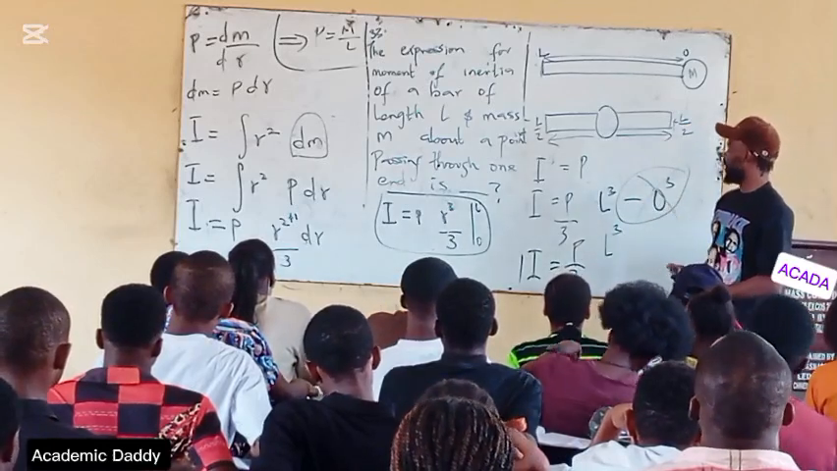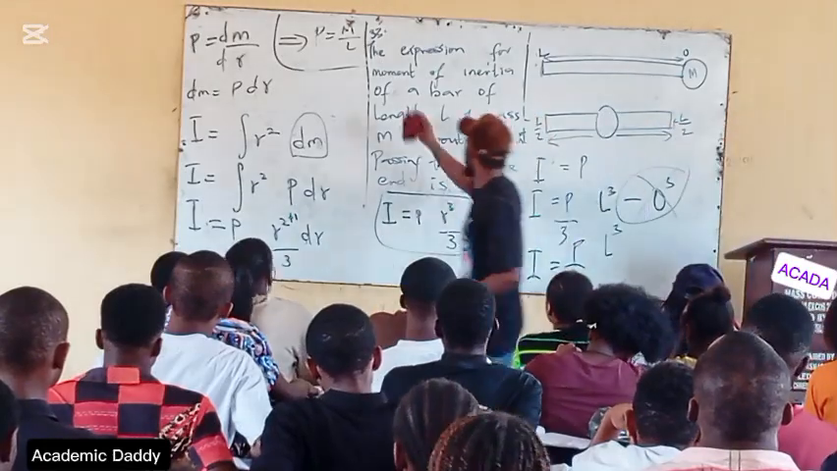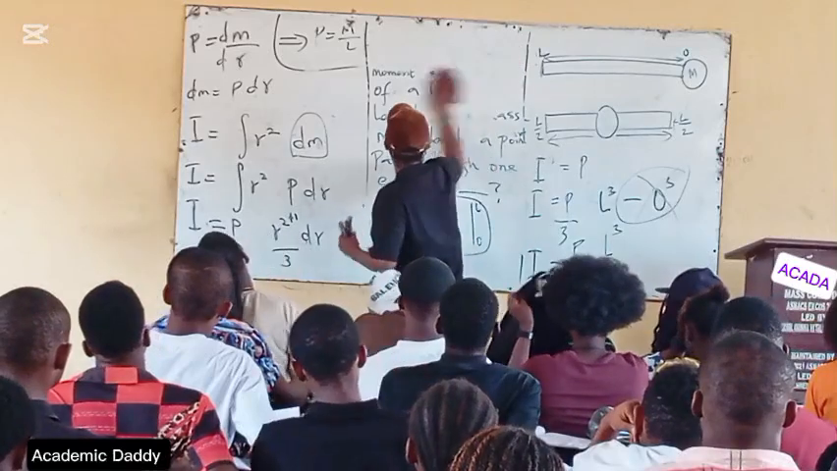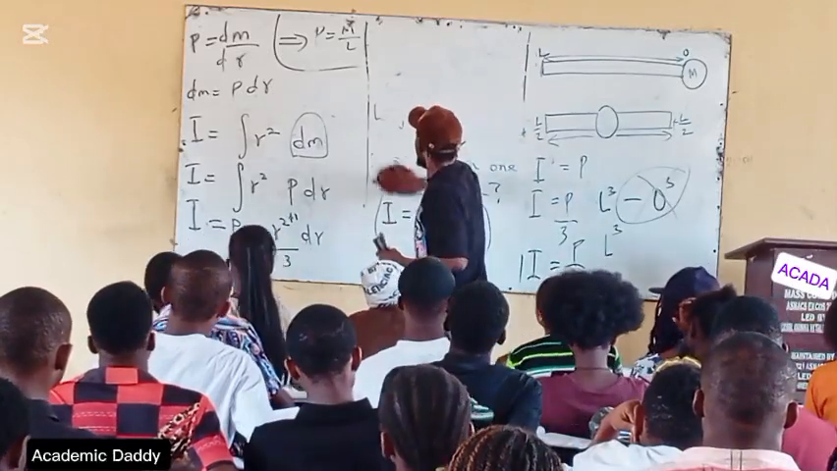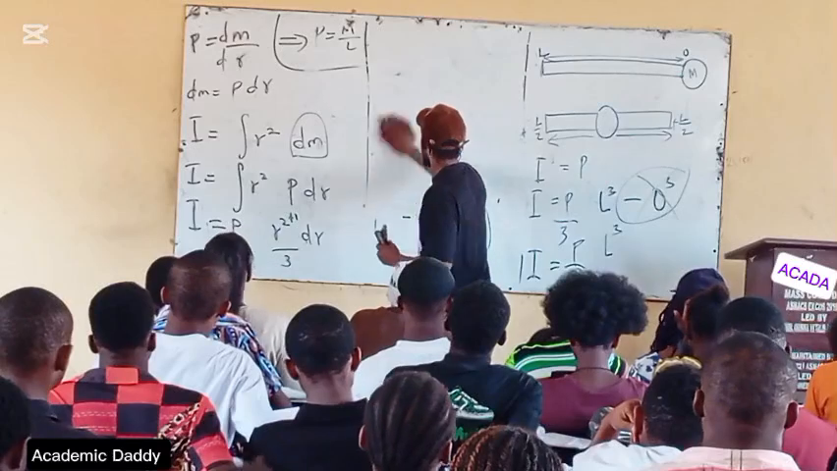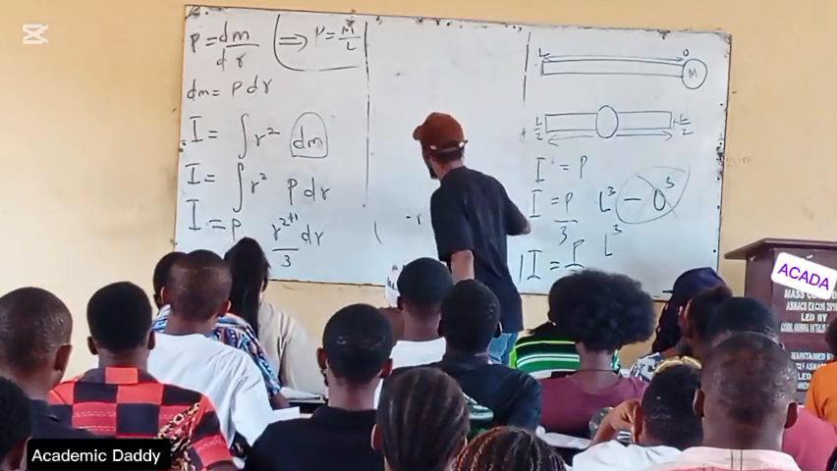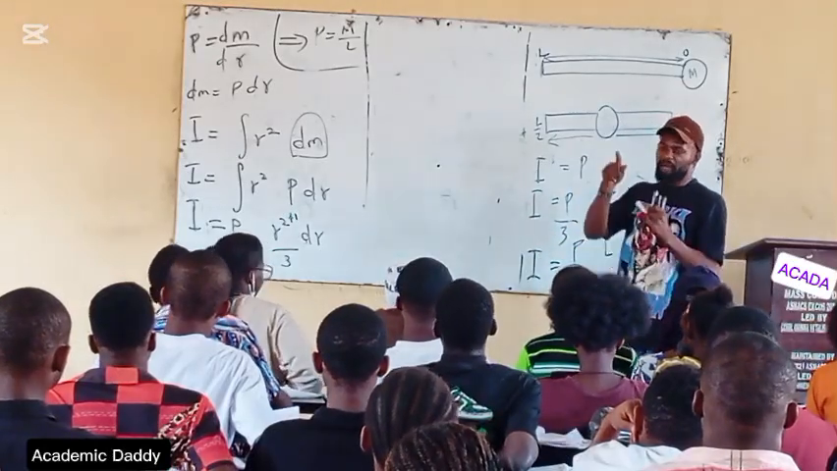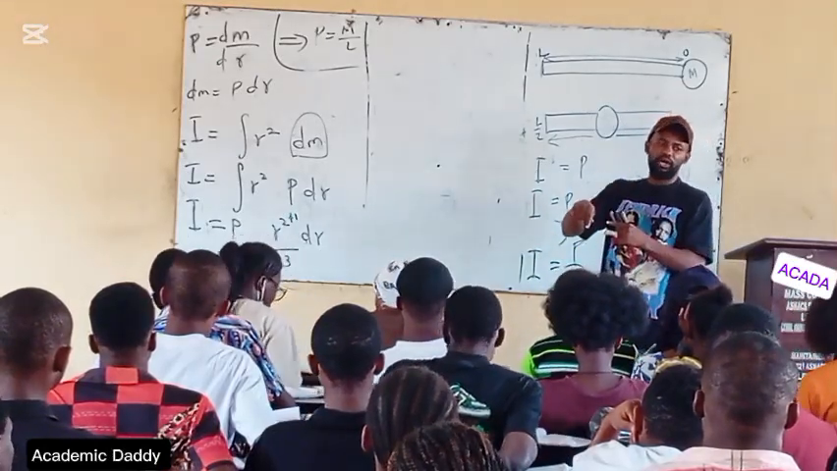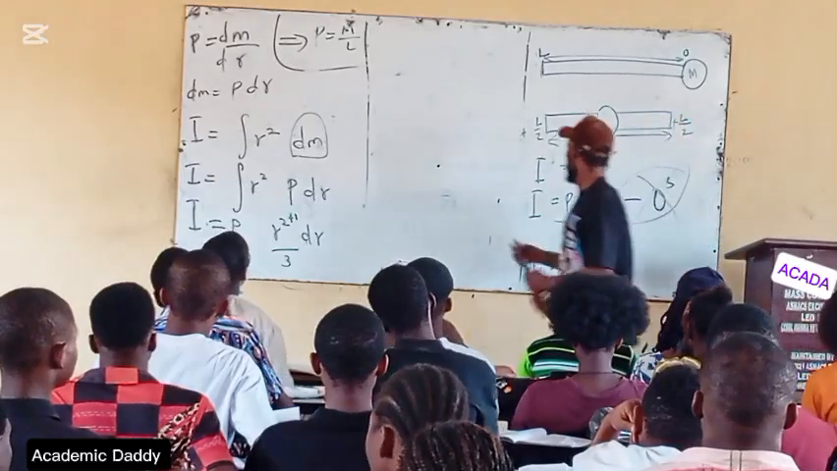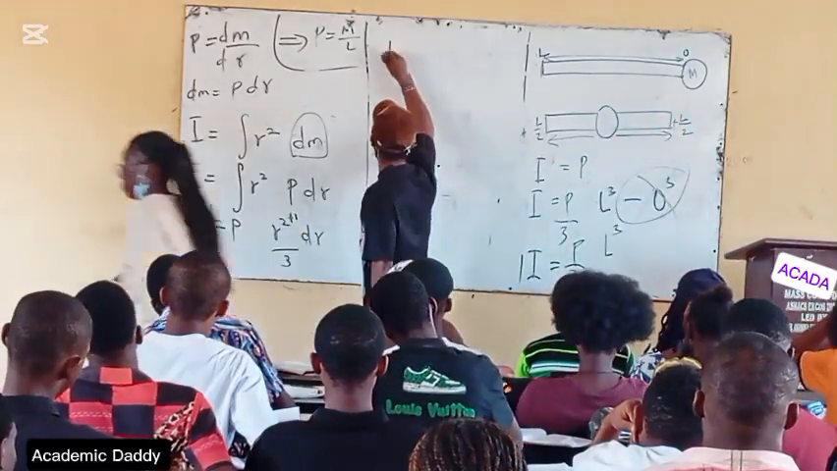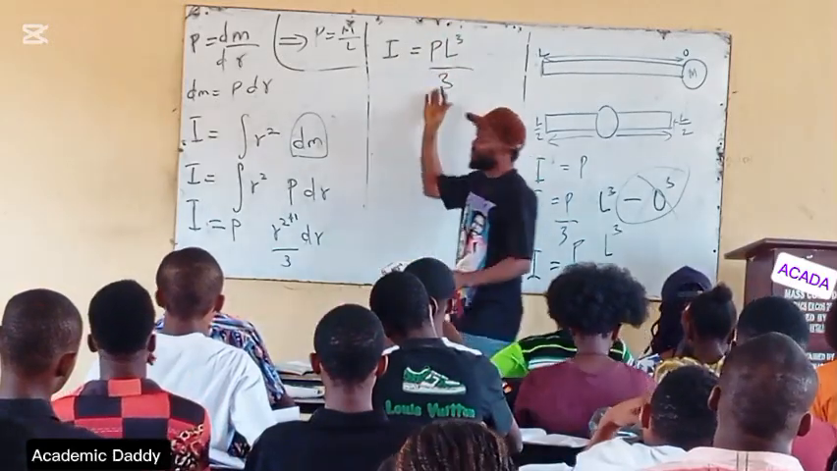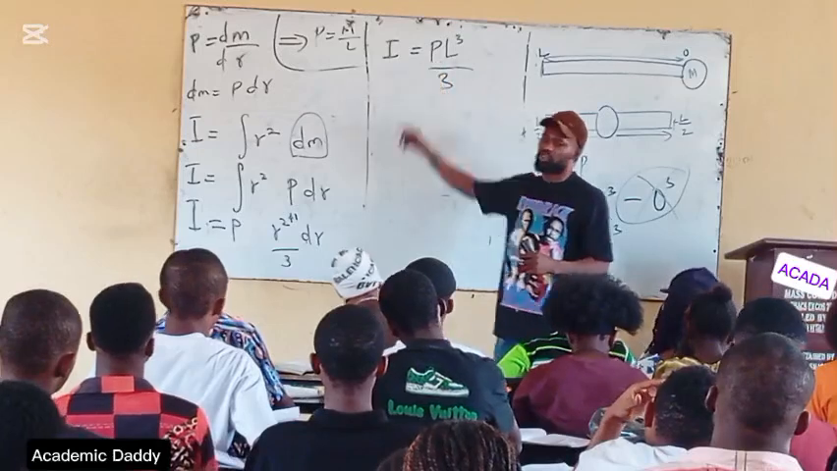Now I will go back and remember this thing that I have here. If you understand what you are doing, it will be easier for you. Just remember the equation, which is R raised to power 3 over 3. Then the boundary. You remember the boundary. Is it moving from the center or is it moving from one end to the other? So when I have that, this is the same thing as saying inertia is equal to P L raised to power 3 all over 3. This is my final answer.